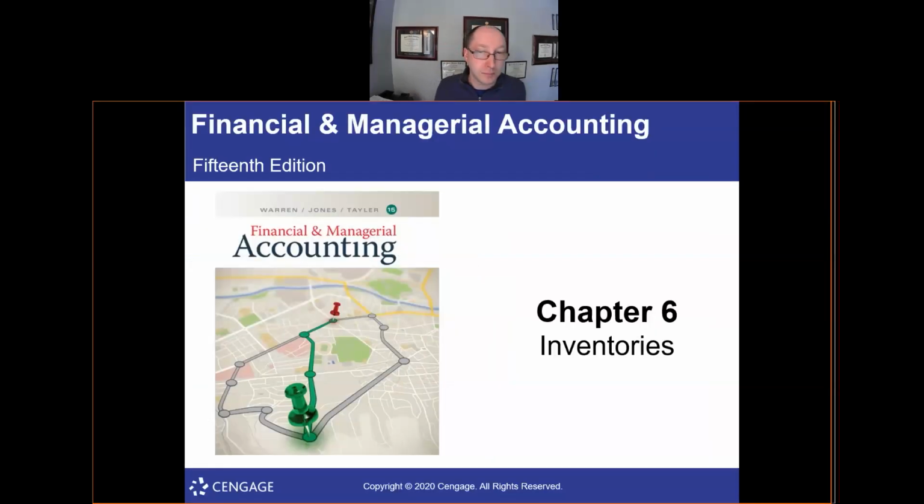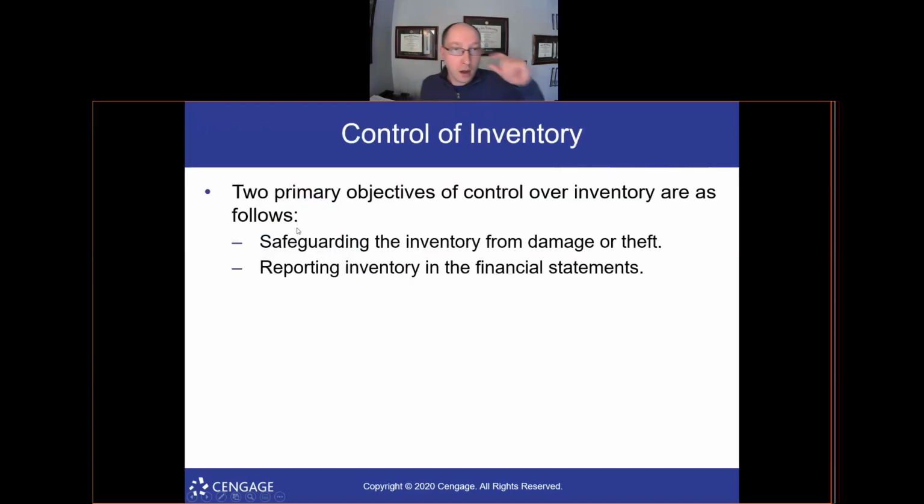Okay, inventory. Inventory, as you know, is what the retailer sells to the customers. In business, we need to make sure that we protect our inventory from theft or from damage. So how do we do that? We'll keep it in this back room. We'll keep it locked up. We'll monitor our inventory. We'll safeguard it, right? And then we also need to report our inventory on the financial statements.